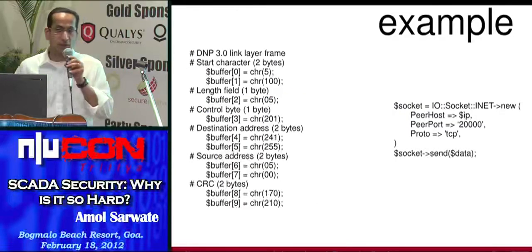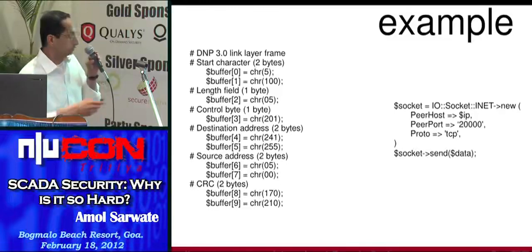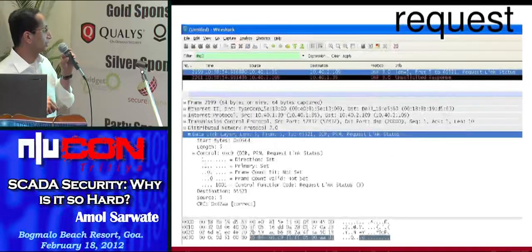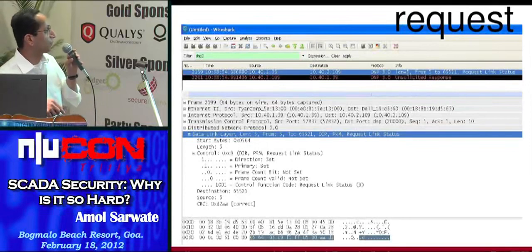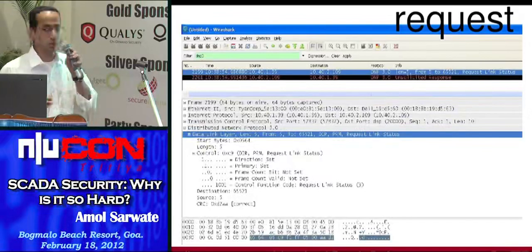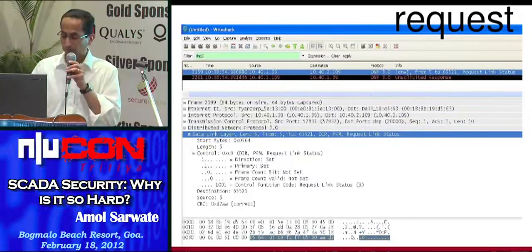So this is another Perl snippet that creates the link layer DNP3 packet. As we saw in the previous example, it has this start of 0564. This is the 1-byte length. This is the control byte, source address, destination address. You calculate the CRC here. Well, it's hard-coded for this, but in the code it calculates the CRC. And then again, it's a very simple Perl socket request to send it to the DNP3 server.